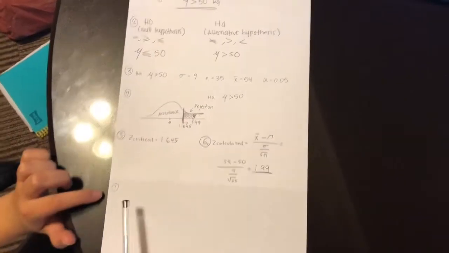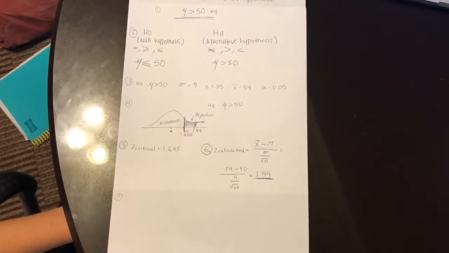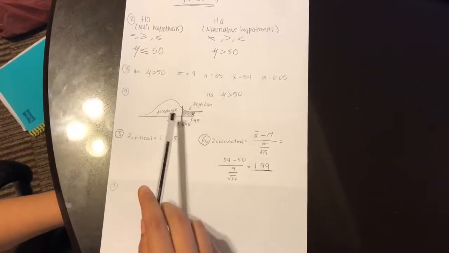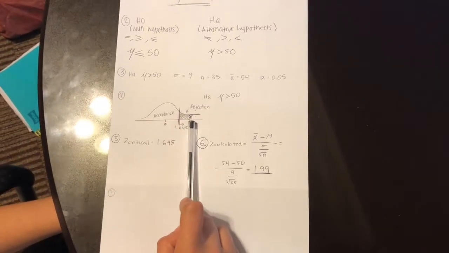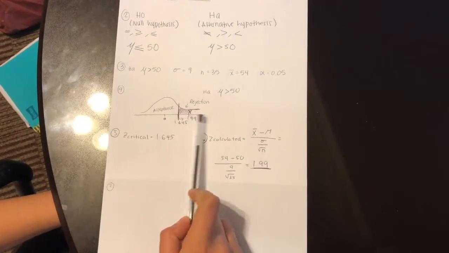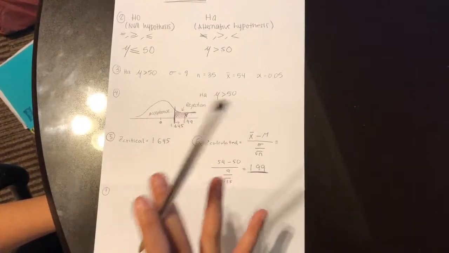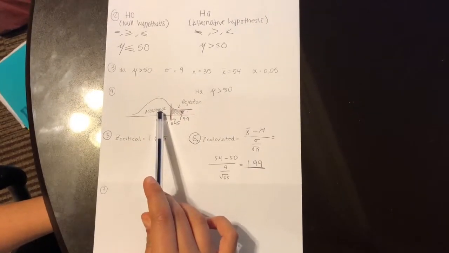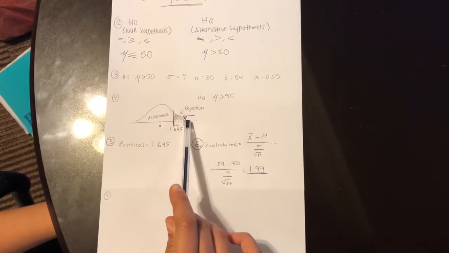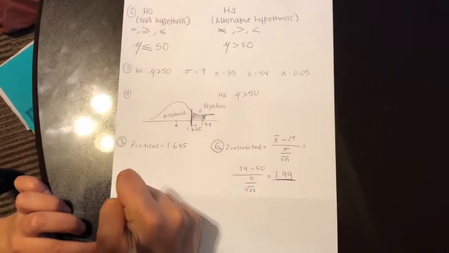For step number 7, we're going to choose if we're going to reject the null or accept the null. We're going to come back here and we're going to see that the Z calculated ended up in the rejection area. This means that we are rejecting the null hypothesis, because the null hypothesis is always the one that we're talking about. Either we reject it or accept it. And here, since the number was in the rejection area, we are rejecting the null hypothesis.